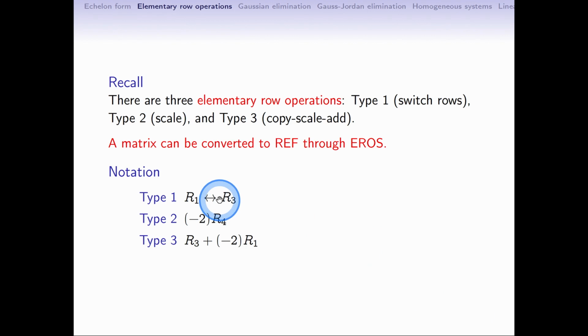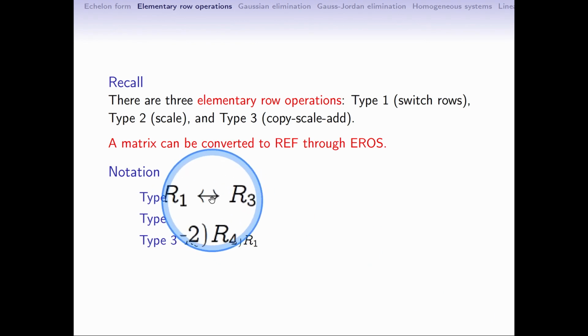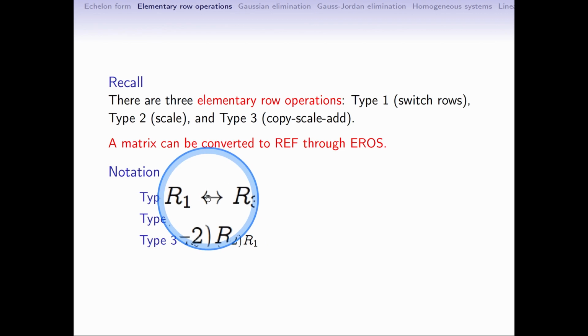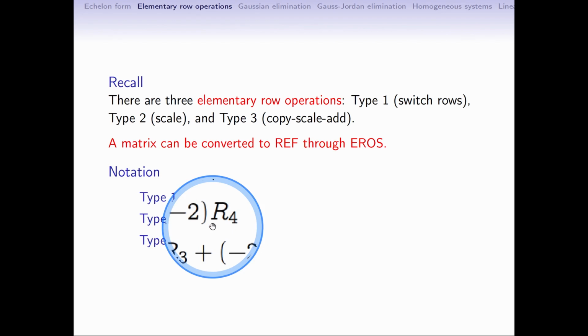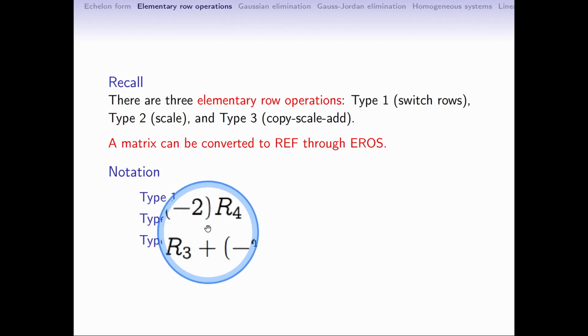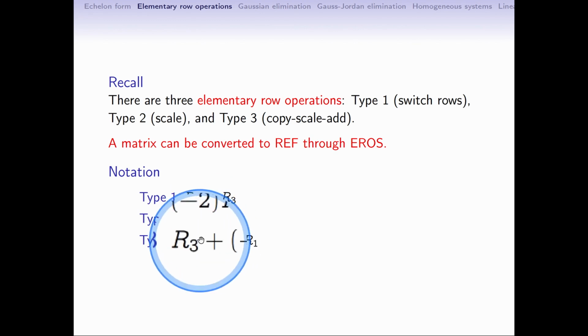So here's an example of notation to notate a type 1 operation. We're just going to use the double arrow to say that row 1 and row 3 are being exchanged. Okay? Here's a typical notation for a type 2 operation. Row 4 is being scaled by a factor of -2. All right? And here's typical notation for type 3.